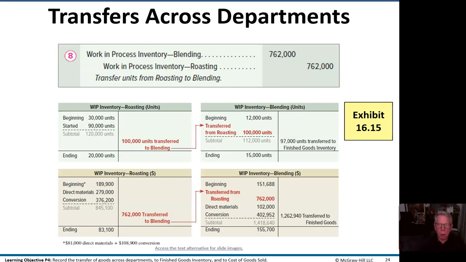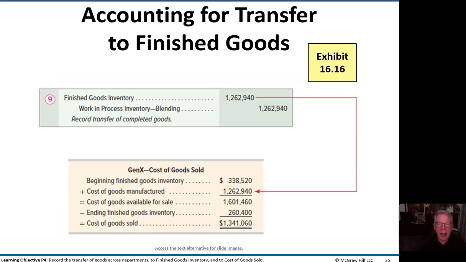Now, we're going to take a look at the transfer to finished goods, and pretty much as you think it would be, we're moving $1,262,940 into finished goods inventory from work in process inventory blending. And that's to record the transfer of finally completed goods from roasting to blending to finished goods.